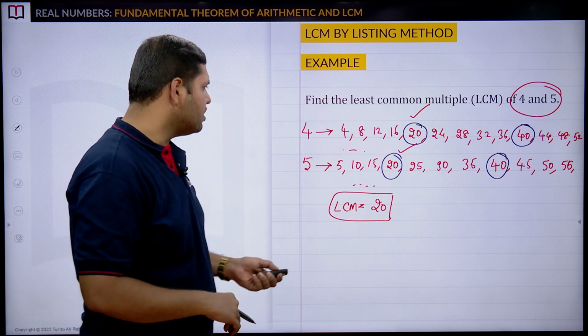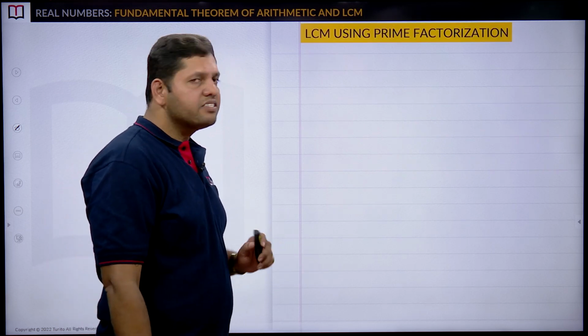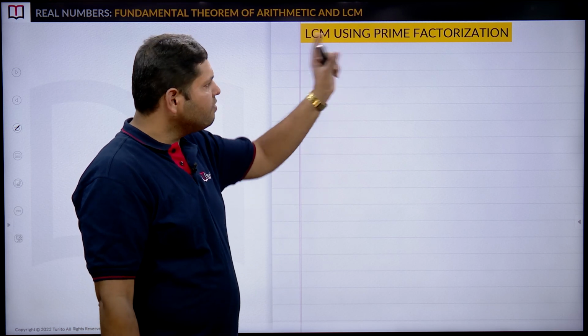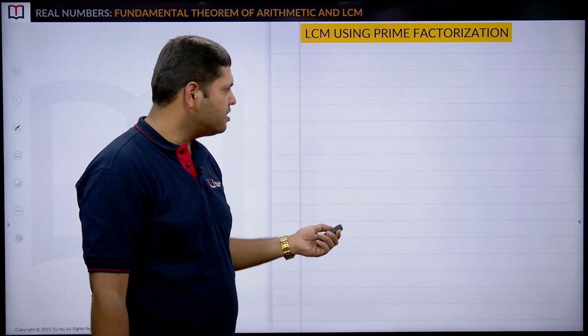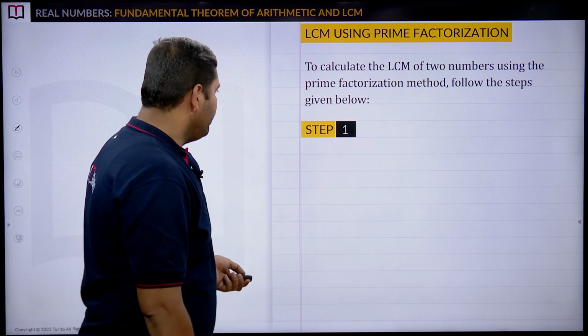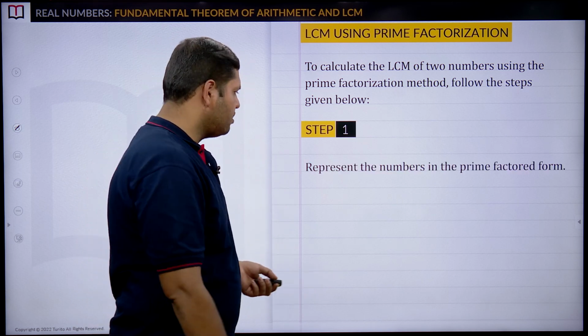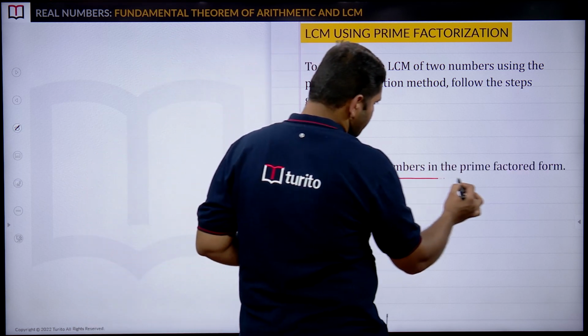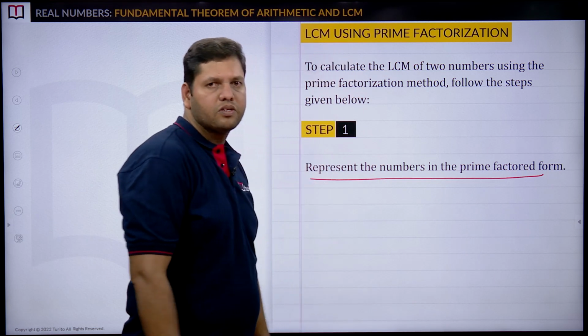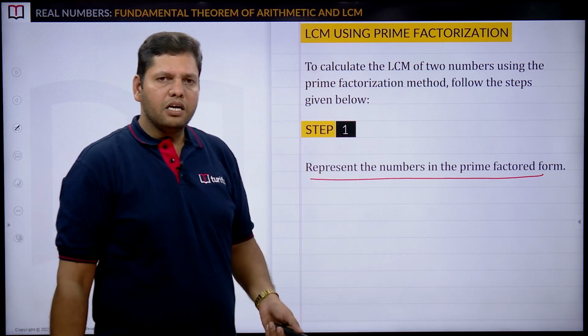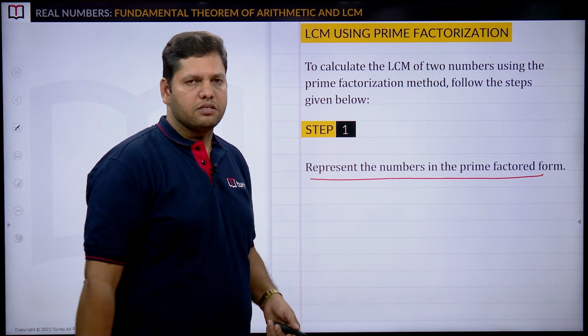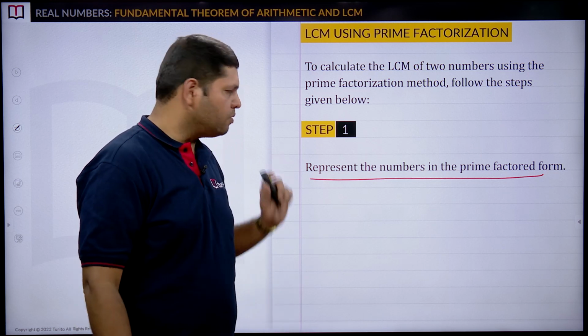Now children, let us see the second method also. So what is the second method? LCM by finding the prime factorization. Let us see this method, children. In this, what is step number 1? See here. Represent the numbers in prime factorization. So write the complete number in the form of its prime factors, like a product of its prime factors. That is the first step.